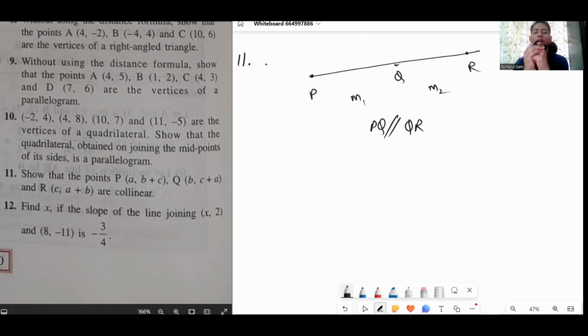Umar, what is the meaning of parallel lines? What's the meaning of that? Same? Same line? Take a pen, take his pen. Put the two pens parallel to each other. Okay.